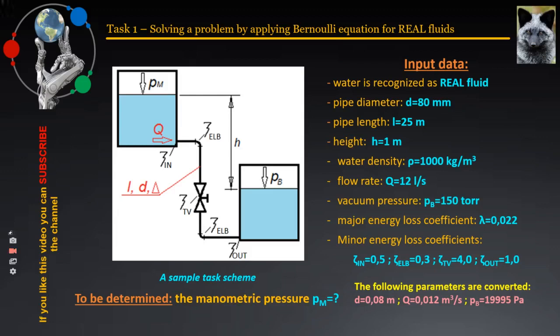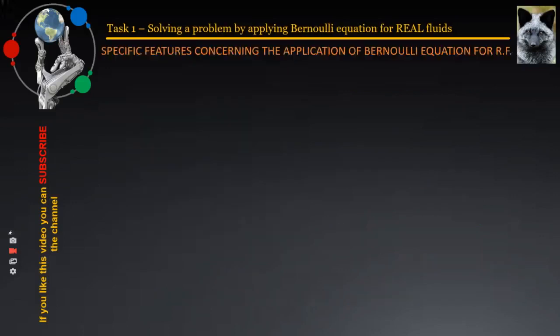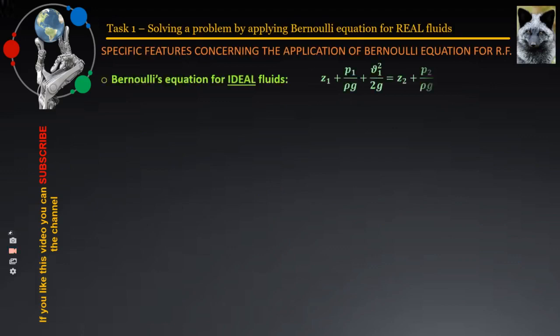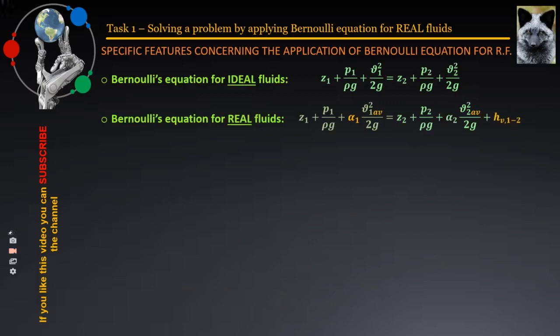133.3 pascals. Before proceeding to the actual part of the solution of the problem, let us discuss the specific features that distinguish real from ideal fluids. The most practical, simple way to point out the differences is by comparing Bernoulli's equation in its two forms, as shown in this slide. To make it clearer, I will highlight the differences, colored in orange.